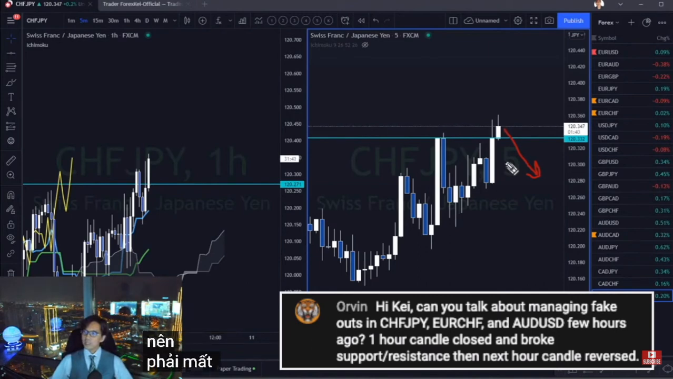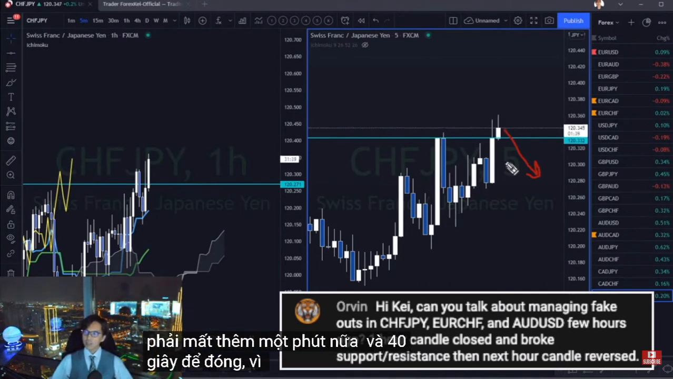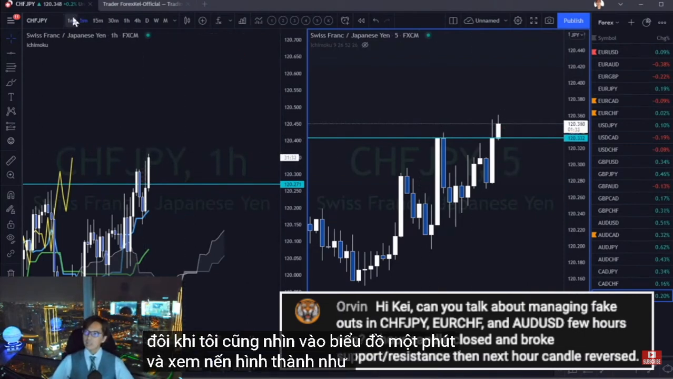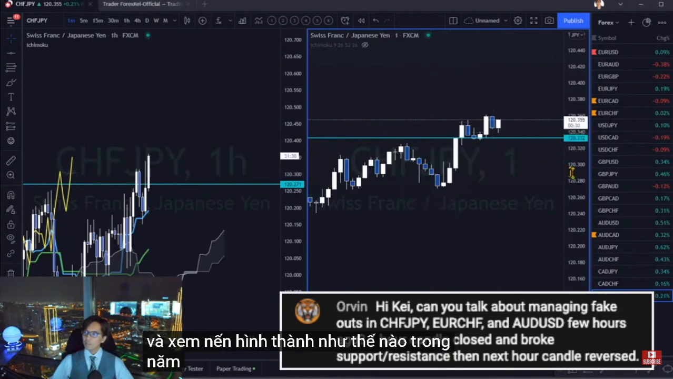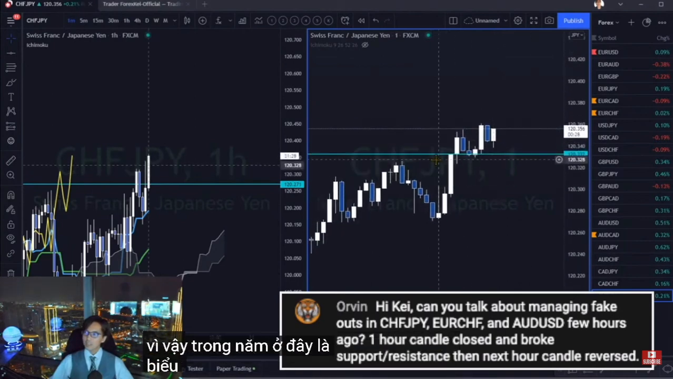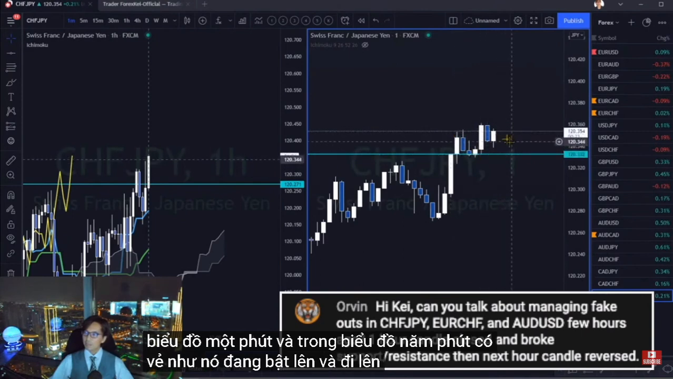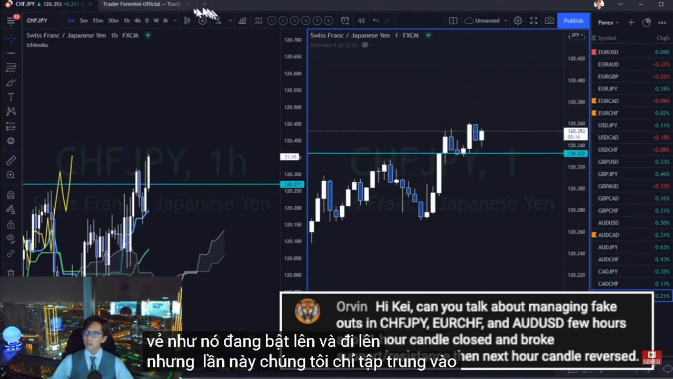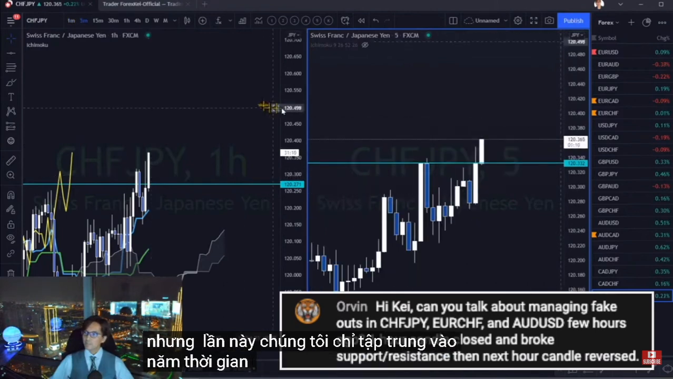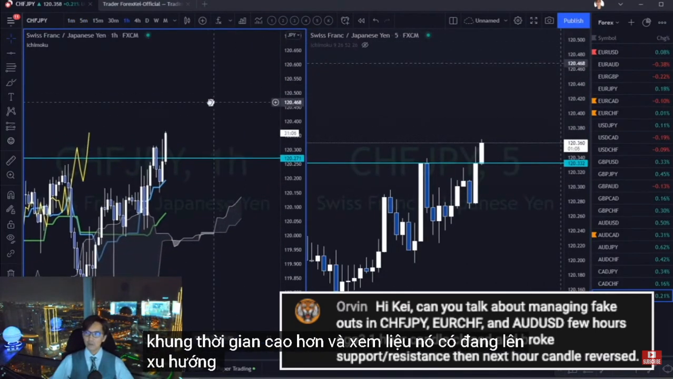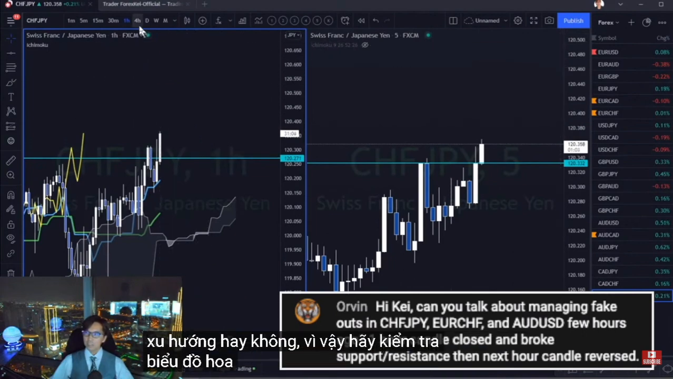So it takes another 1 minute and 40 seconds to close. So let's see. Sometimes I look at the 1 minute chart too and see how the candle's forming in the 5. So within the 5, here's the 1 minute chart. And within the 5-minute chart, it looks like this is bouncing and it goes up. But this time we just focus on the 5-minute chart. In the meantime, let me look at the higher time frame and see if it's uptrending or not. So let's check the 4-hour chart.